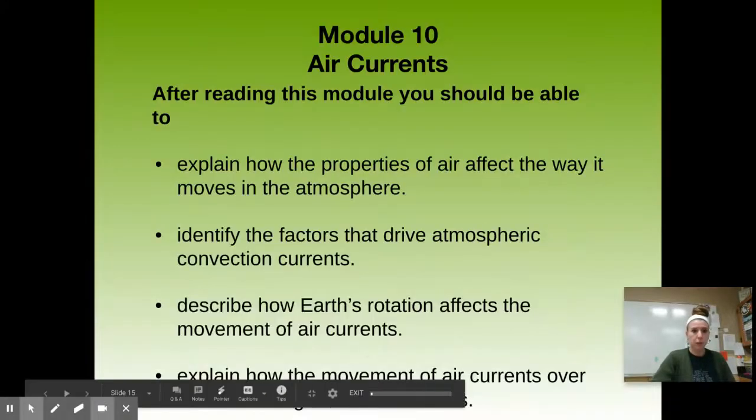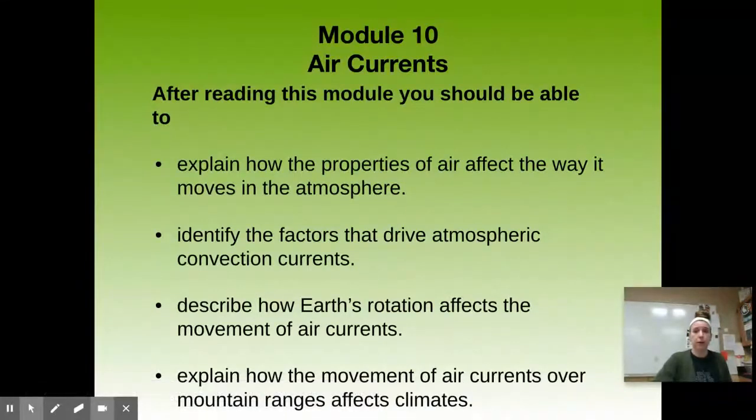Hello and welcome to Module 10, Air Currents, also called Prevailing Winds. These are your global wind patterns and how they happen. So we're going to talk about how air moves around, up and down in the atmosphere. We're going to talk then about currents. And then, of course, we're going to talk about the fact that this is not a stationary planet. The planet is moving underneath.